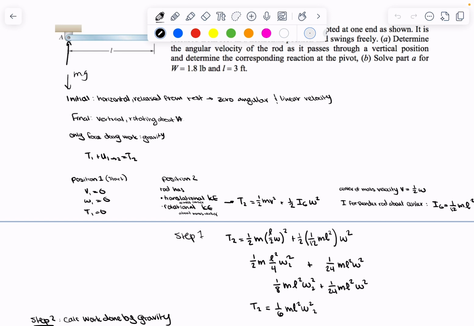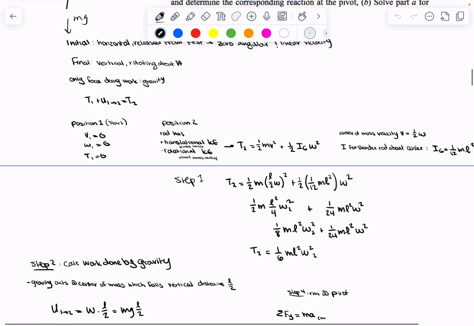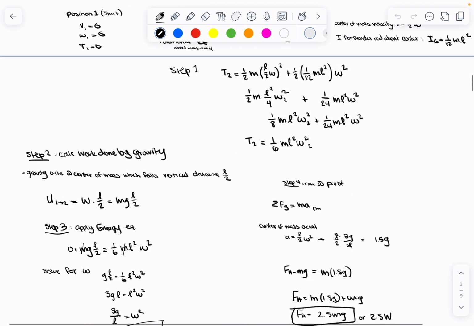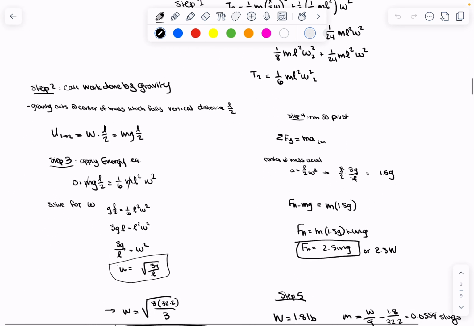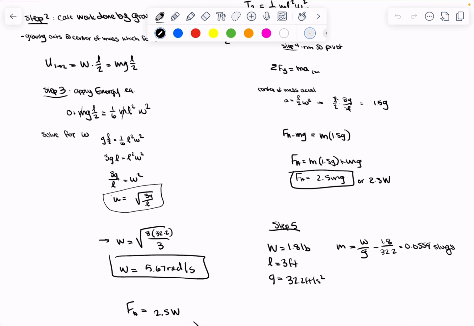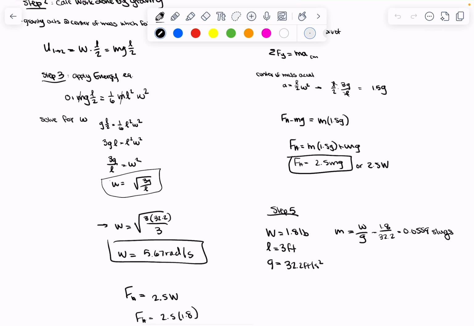Position 2, the rod has translational kinetic energy and rotational kinetic energy, both about the mass center, and we're able to calculate the final kinetic energy being 1/6 ml squared omega squared. And then calculating the work done by gravity. It's done at a distance of L over 2 of the bar, and then you just apply the energy equation. You're able to cancel out some things. You get omega is equal to the square root of 3g over L.